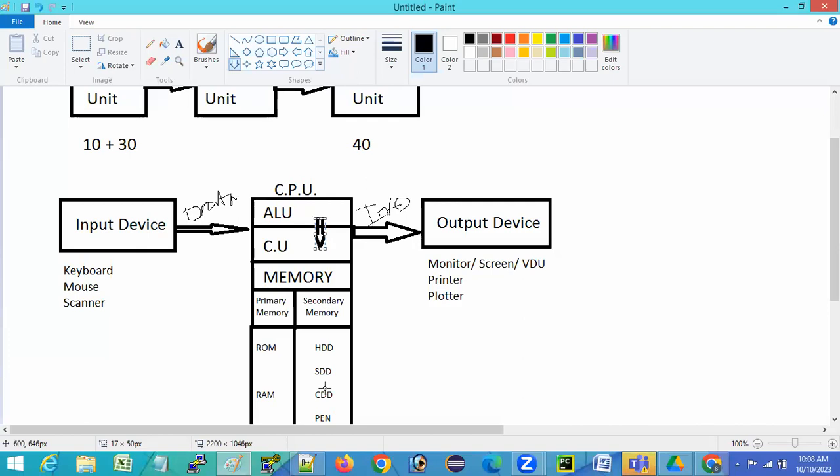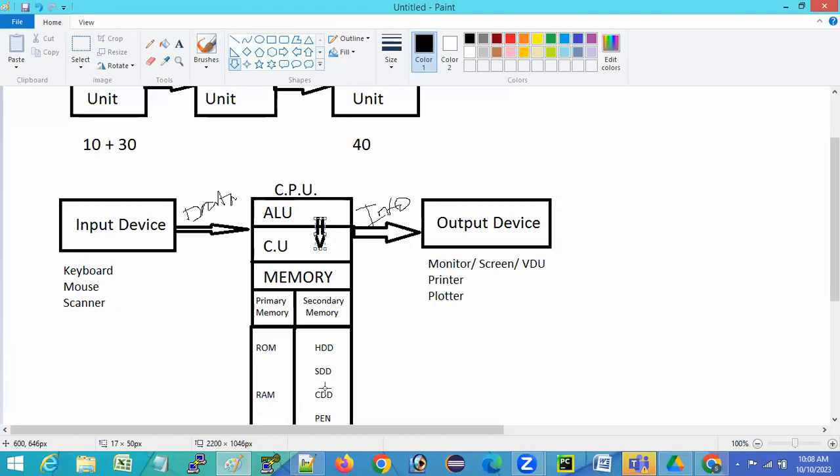But remember, what is the role of a CU? What is the role of a CU? CU is nothing but a control unit. It controls the result of the ALU, whether the result we have is stored in the memory or passed to the output device. It will be controlled by a control unit.